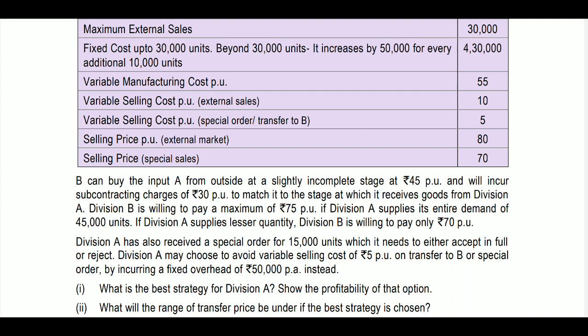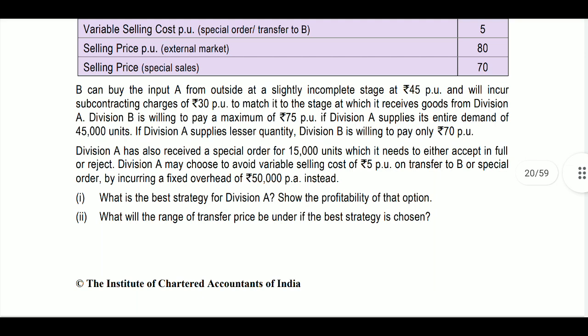not possible, that is the external case. So more than 30, less than 45. If you are selling 35,000, then the selling price will be 70 rupees, manufacturing expenses will be 55, and we will get the contribution of 15 rupees. Okay, division A has also received a special order of 15,000.